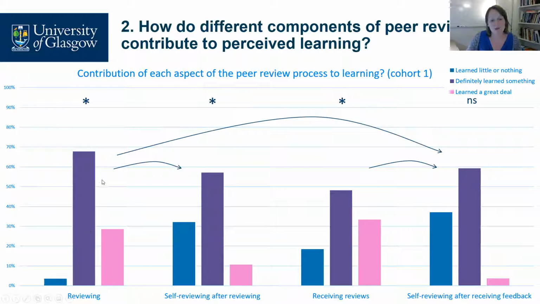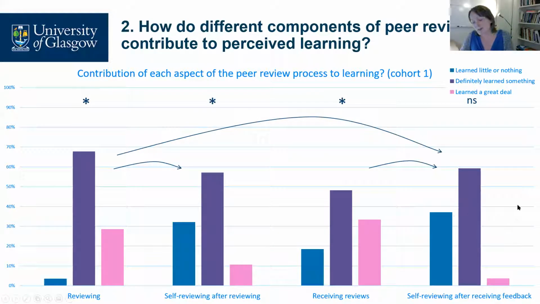Reviewing was found to be significantly more helpful than self-reviewing after reviewing, and also more than self-reviewing after receiving feedback. So on the whole, reviewing seems more helpful than any aspect of self-reviewing. Again, I'll come back to that and interpret that in a second. And also this difference here was significant: students found it more helpful to receive reviews than to self-review after receiving feedback.